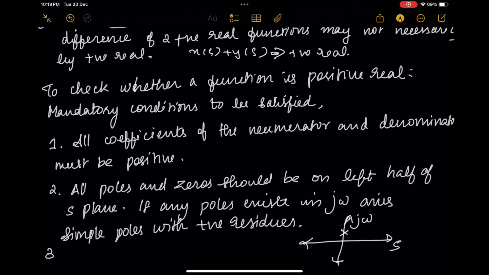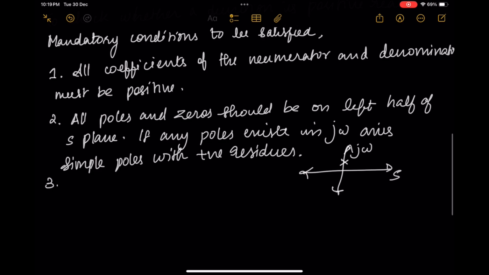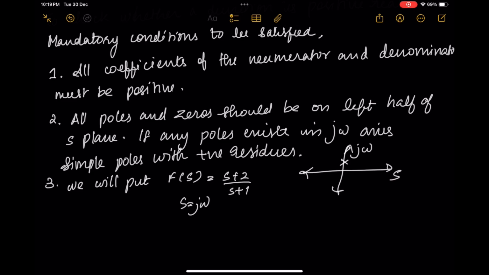Next is the third step that we have to do in order to find whether a given function is positive real or not. The third step is we'll put s equal to j omega. For example, if the function is s plus 2 by s plus 1, then I'll put s equal to j omega. That way it will be j omega plus 2 by j omega plus 1. That is what we mean by the third condition, that we will put s equal to j omega in the given function.